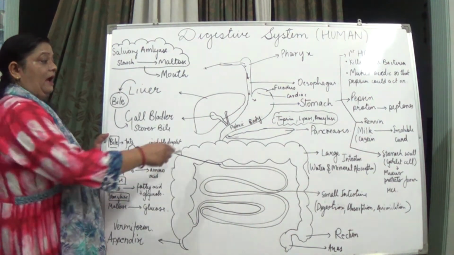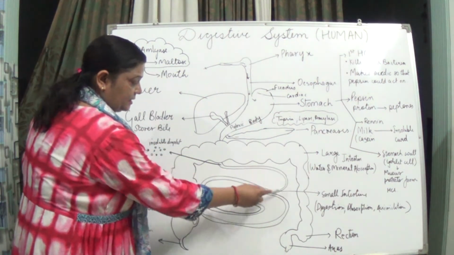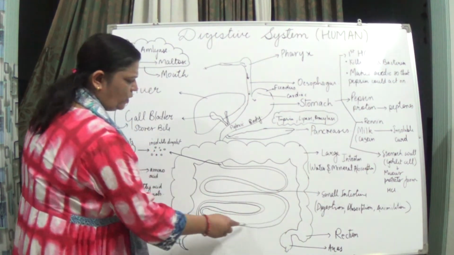So now, after that, the food enters the small intestine. You can see it is a coil-like structure.